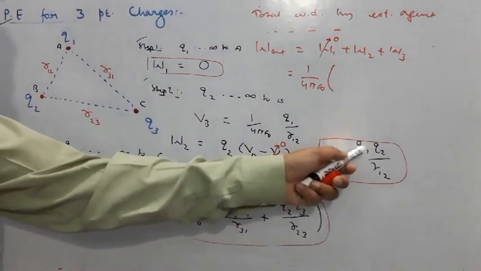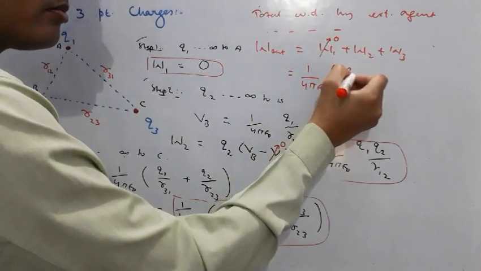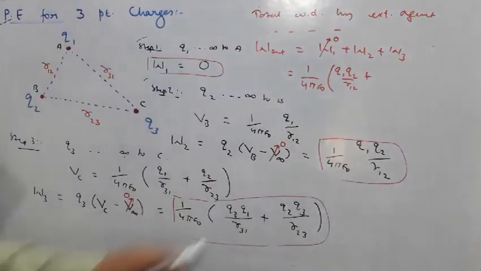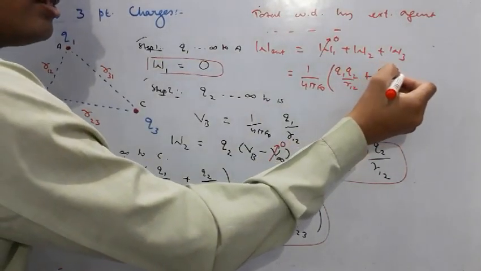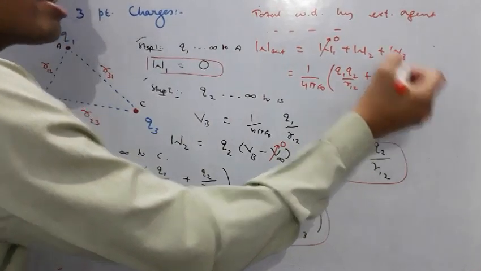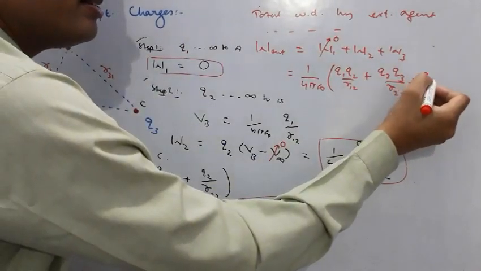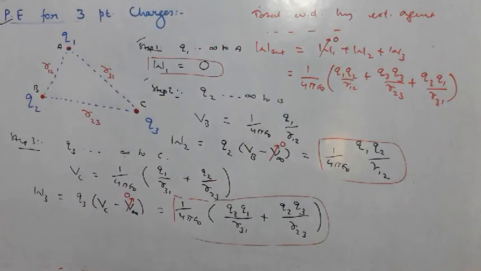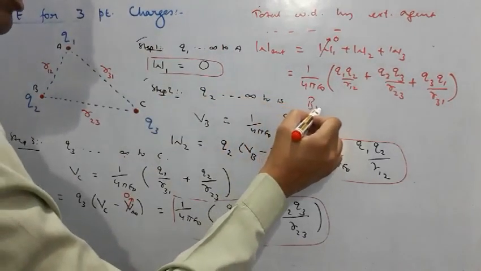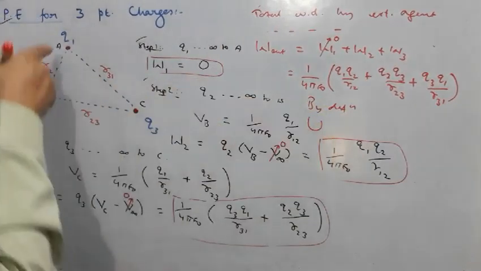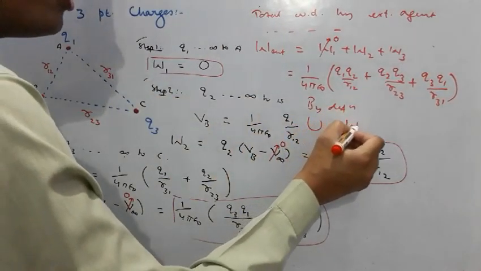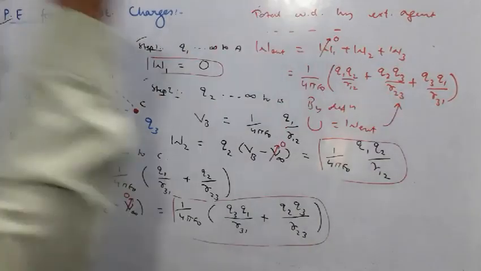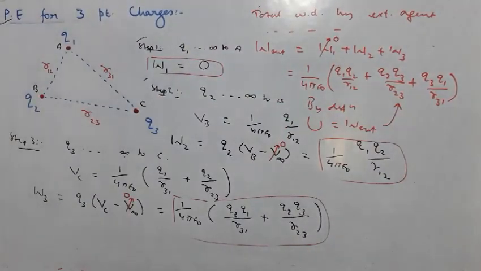So W2 plus W3. W2 and W3 we can take 1 by 4 pi epsilon naught common. So 3 terms will be there: Q1 Q2 by R12, second term Q2 Q3 by R23, and third term Q3 Q1 by R31. By definition, the potential energy for these three charges is nothing but W external, which is nothing but this much. So that is the expression for potential energy due to three charges separated by some separation.